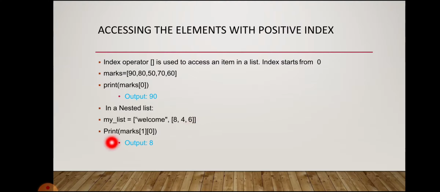By the statement print of marks of 1, 0, it gives the output 8. This first one indicates the main list index. This is the 0th element and this is the first element. And this 0 indicates, in this first element, the 0th element position. So the output is 8.